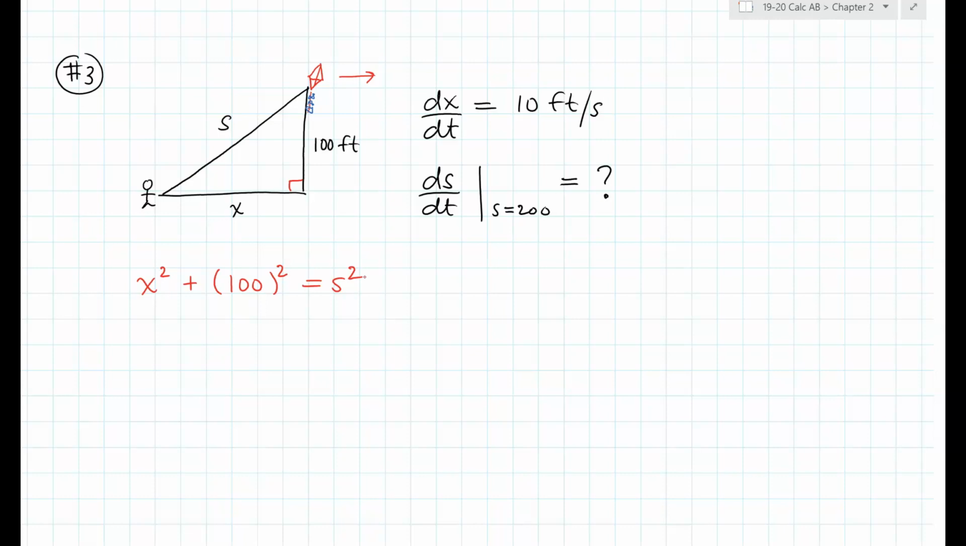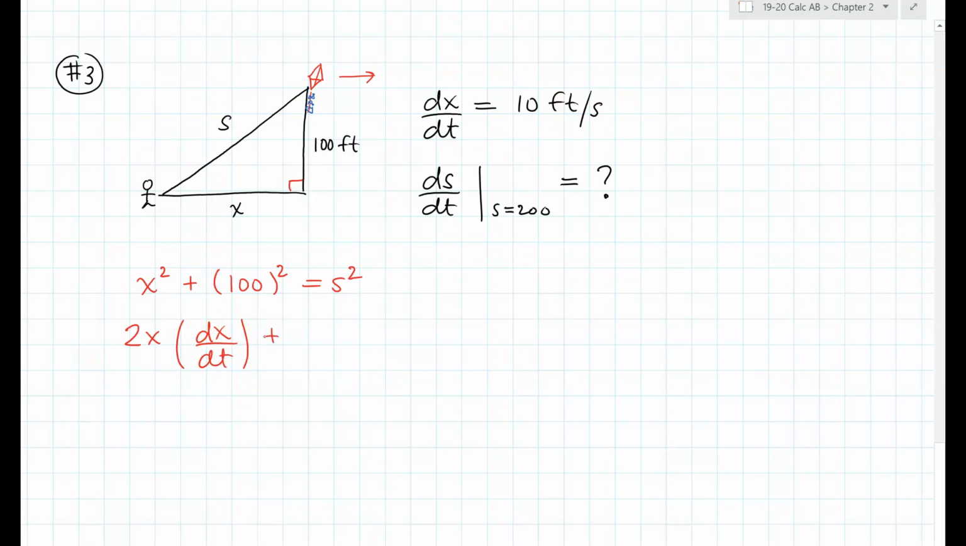So yeah, if it's a constant, right? They don't mention anything about the kite going up or down or anything like that, right? So it is going to be a constant. Okay. Now my next step is to find ds/dt. So let's take a derivative of this. So a derivative of x squared is 2x dx/dt plus the derivative of 100 squared.